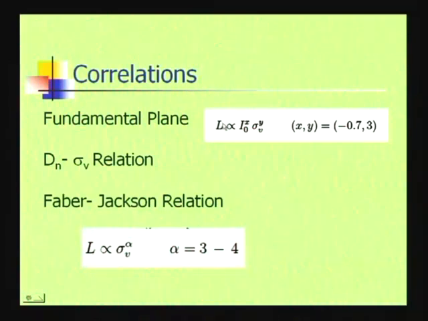Now the fundamental plane is a tighter relation, the correlations are stronger, while this has a larger uncertainty. So if you measure this, you cannot say with great certainty that the luminosity is this value, because there is a spread in the value of alpha. But it will give you some estimate of the luminosity.